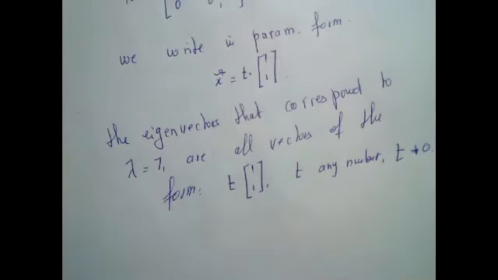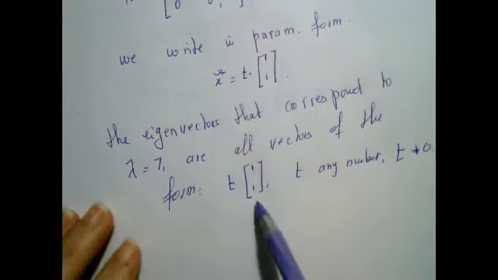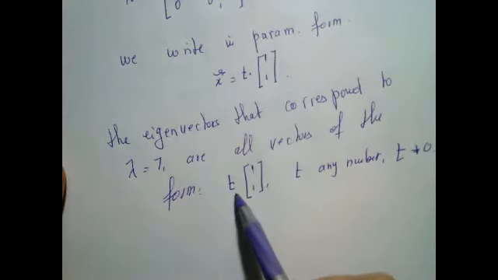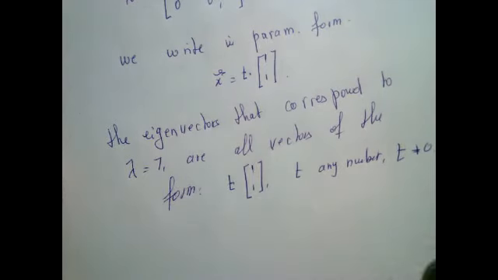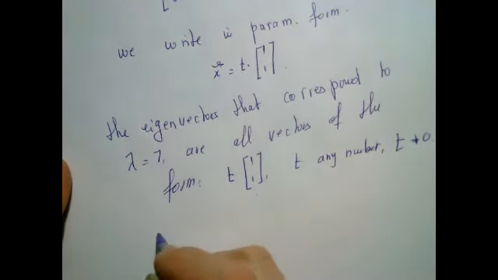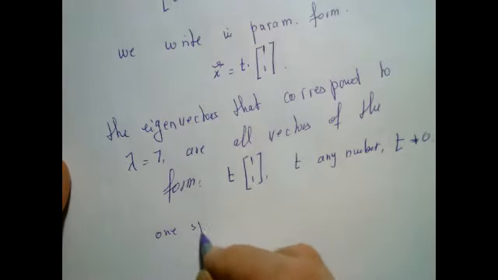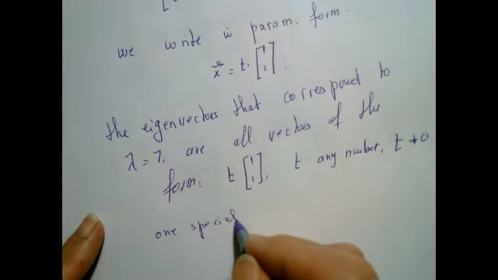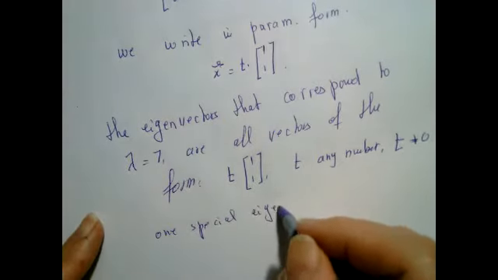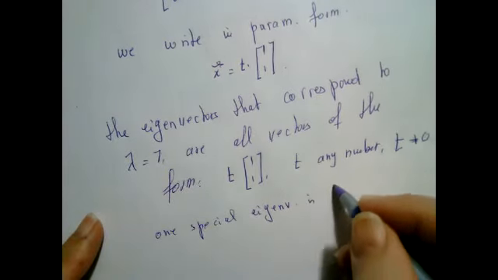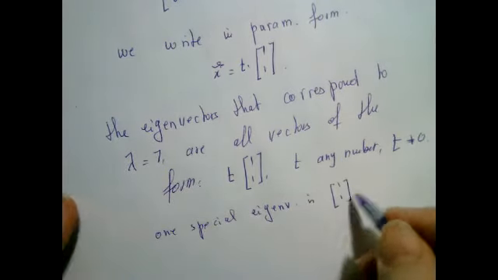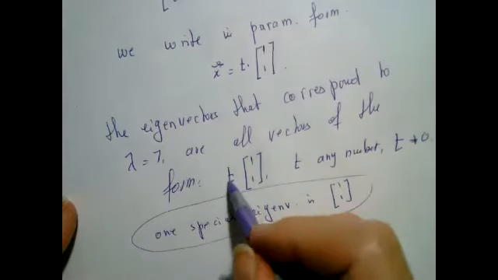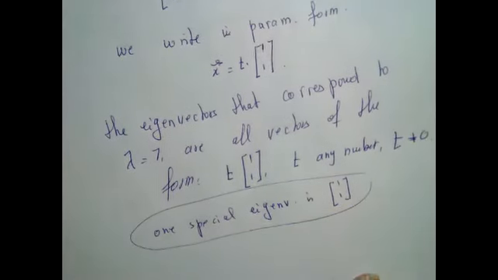Okay? So we have a lot of eigenvectors. Every scalar multiple of 1, 1 is an eigenvector. So one special eigenvector, if you want only one of them, is 1, 1. That's one of them. If I want all of them, all scalar multiples of 1, 1.